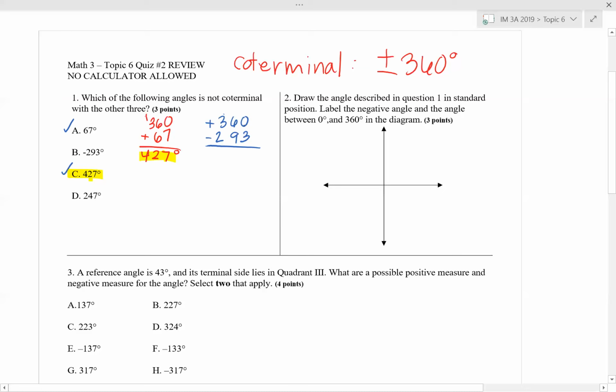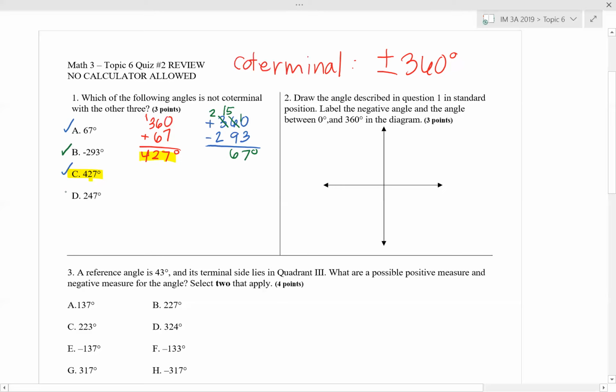When I'm subtracting, I am lining up my place values. Since I have to subtract 3 from 0, I need to borrow from the 60. So I have 10 minus 3 is 7. Then 50 minus 90 isn't going to work either, so I'm going to have to borrow again from the 100. So I have 15 minus 9 is 6, and then 2 minus 2 is 0. So this is 67 degrees. That means that negative 293 is also coterminal with those 3.